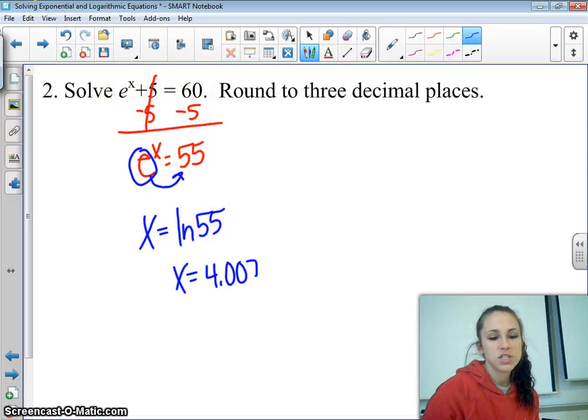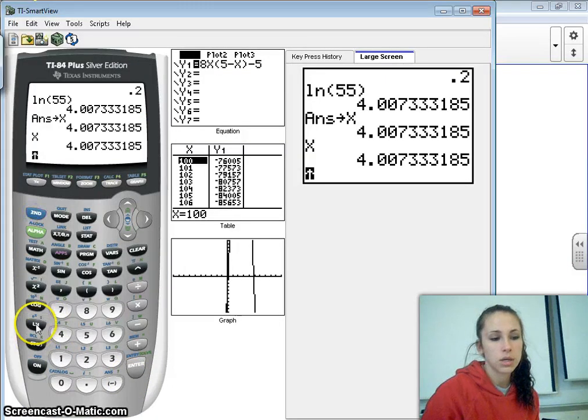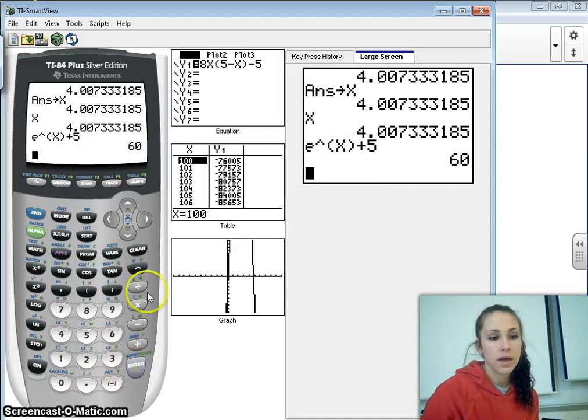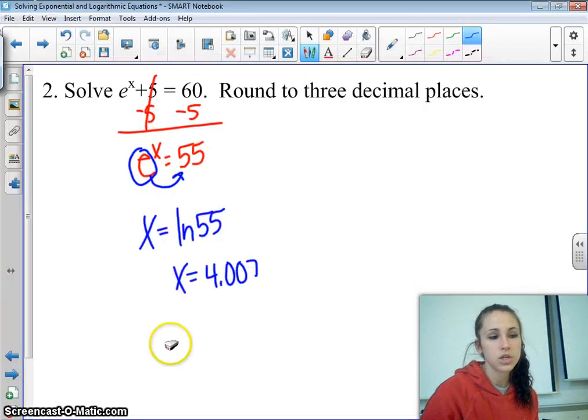And so I can plug that back in and make sure I get the exact correct answer, by saying e to the x plus 5, and that should give me 60. So I'm going to hit e to the, remember x, it's thinking is 4-point blah blah blah, plus 5, and that does give me 60. So you can check and make sure you have the exact right answer by using the store method or just plugging it back in. And so that's the end of our exponentials video. In the next video, I'll show you how to do logarithmic equations.